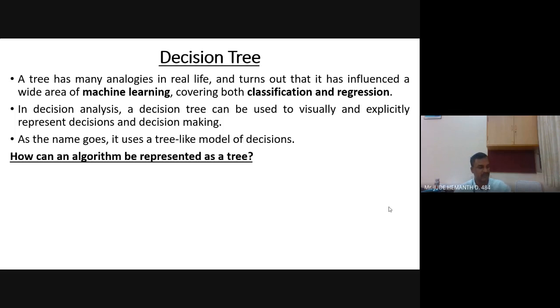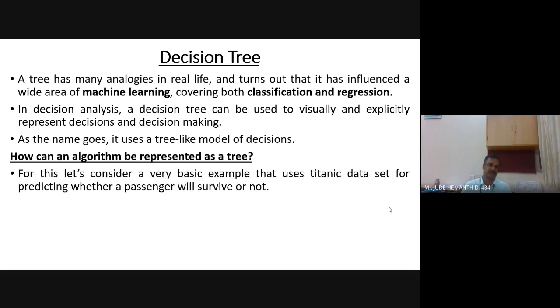So now you will wonder how an algorithm can be represented as a tree, right? How we are going to relate our machine learning with the concept of a tree, right? So we will take a small example. First, I will give you an example. Then I will go into the theoretical and algorithmic concepts.